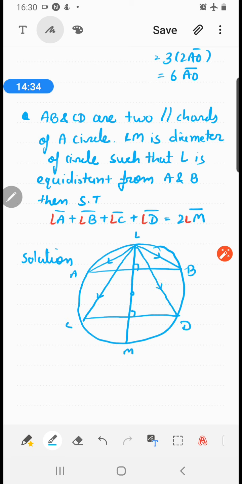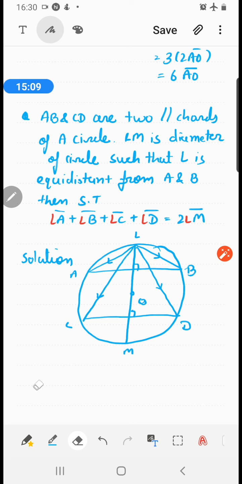Now let's take the combination of vectors. If I take LA plus LB as one combination, you can see that LA and LB can form a parallelogram. If I join to the center, it's a parallelogram. But I will not go this way, because in this case the resultant will be LO bar, and what I'm looking for is LM bar. So let's not go for this combination.